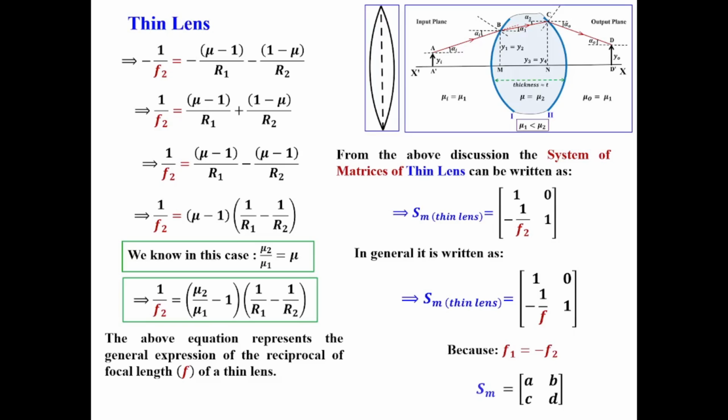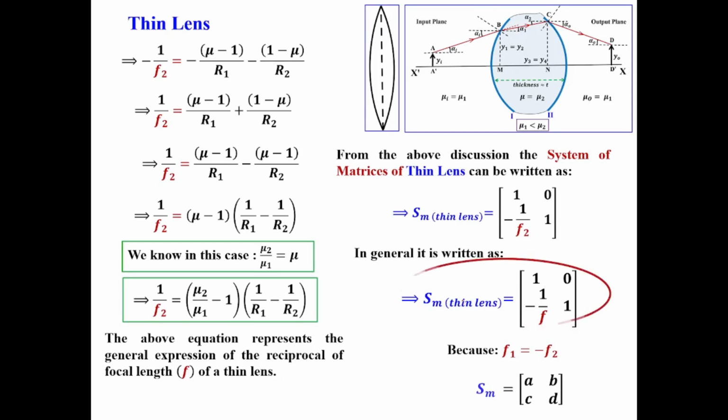Now we are going to move to our next slide. Yes, before we move to the next slide, I suggest that you just remember this expression, this matrix. This is your system matrix of thin lens: 1 0 minus 1 by f 1. This f represents the focal length of the thin lens. Okay.